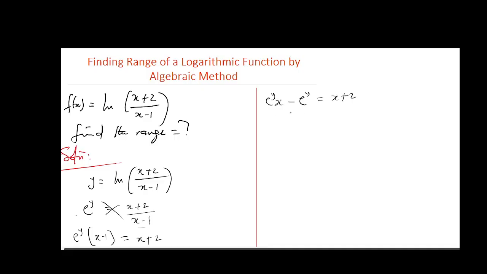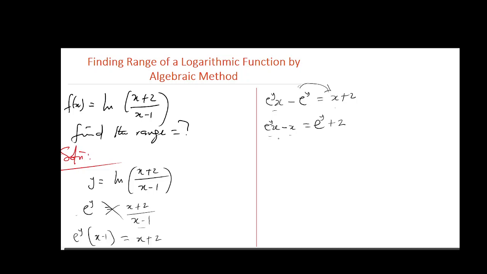Now we see that x is on both sides of the equation. We can collect like terms so that we have e to the power of y times x, and minus x crosses over to this side. We are going to have e to the power of y crosses over here again, and it becomes positive. So we're going to have e to the power of y plus 2.